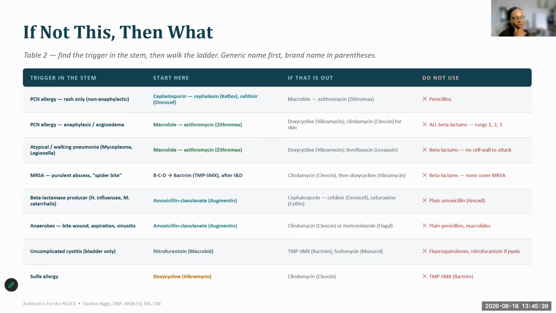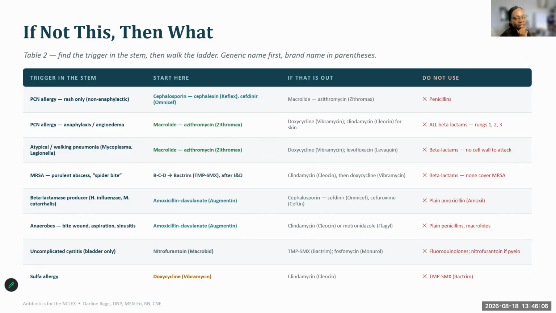Your anaerobes. So again, I have another slide that's going to explain those, just a refresher for those of you who've forgotten the gram-positive versus gram-negative versus the anaerobes. And yeah, so like with a dog bite, go straight to your Augmentin, okay? So your beta-lactamase producers, H. influenzae, your anaerobes: Augmentin, Augmentin, Augmentin, okay?